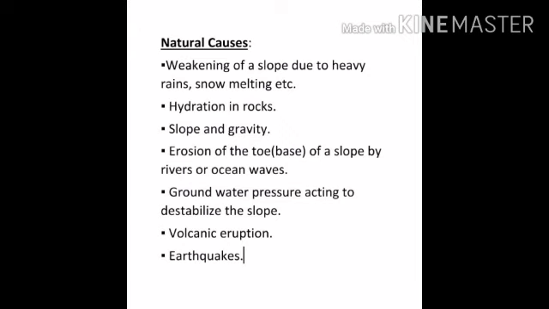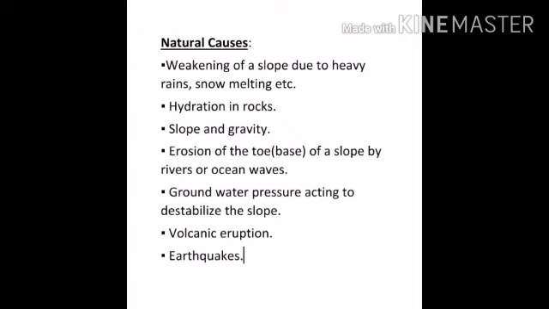So now let us understand what are the causes of landslide. A change in the stability of a slope can be caused by a number of factors acting together or alone, and these causes can be categorized into two types: natural causes and artificial or human causes. So now first we discuss natural causes. So, let's see, these are the natural causes. So first, rainfall or snow melting.